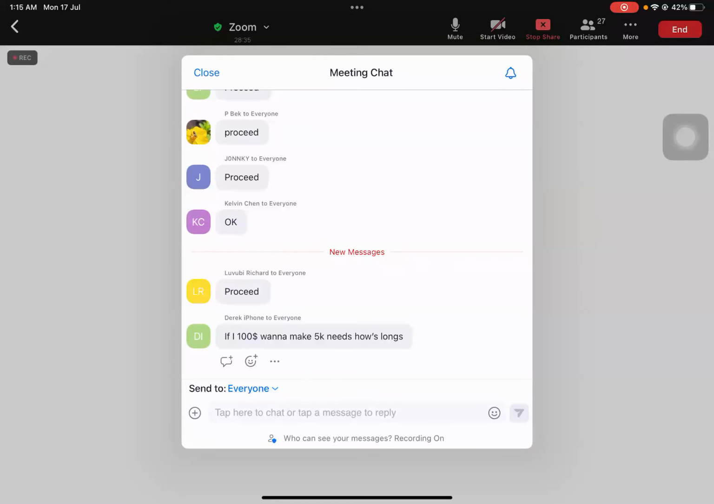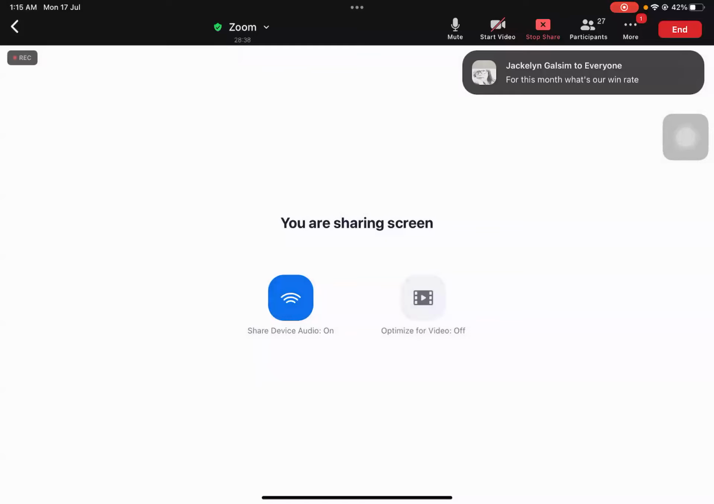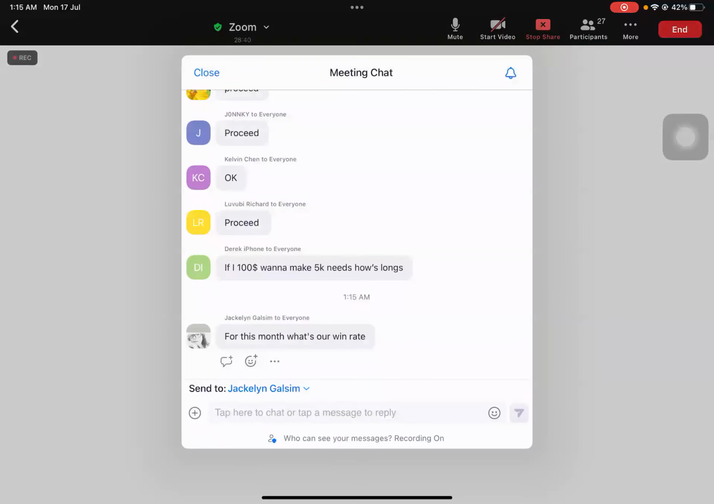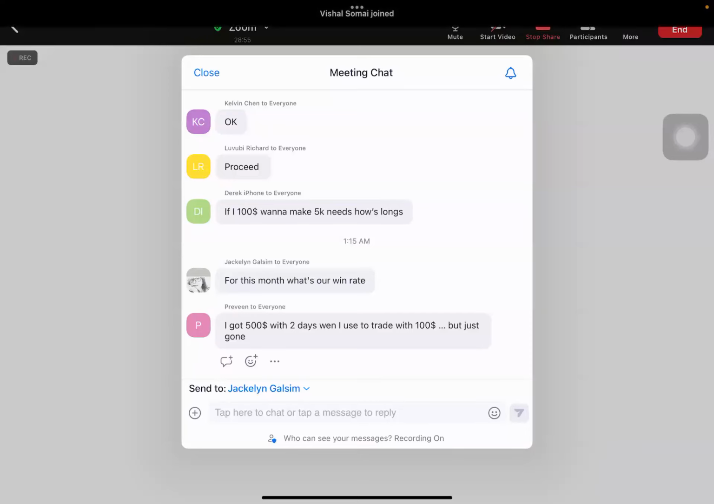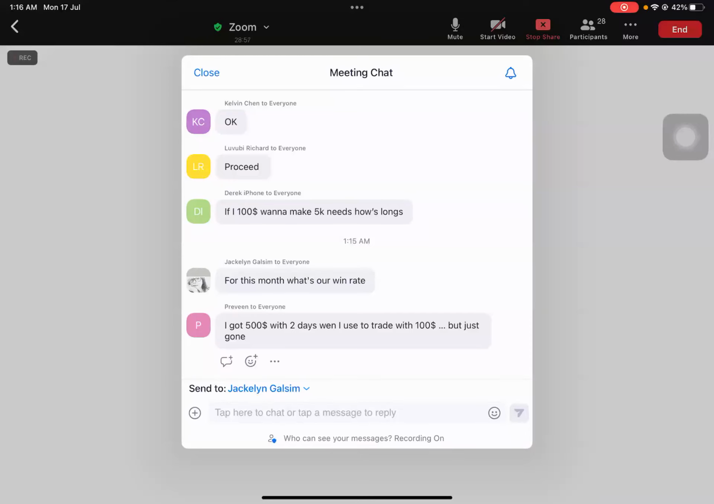If you don't have any questions, I'll just proceed. For this month, what's our win rate? Our win rate is nearby 70%, I would say 65 to 70%, because quite a lot of losses we're getting this month. This is the second week, and we are getting more and more losses.